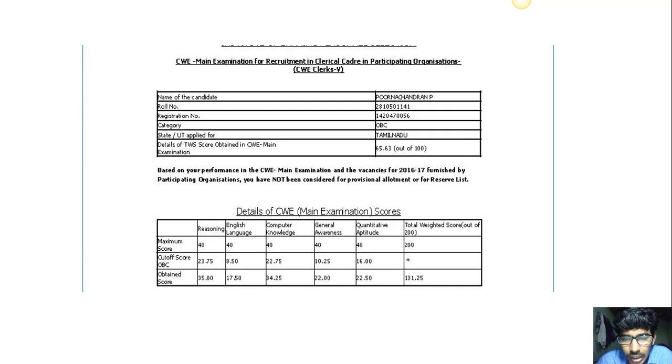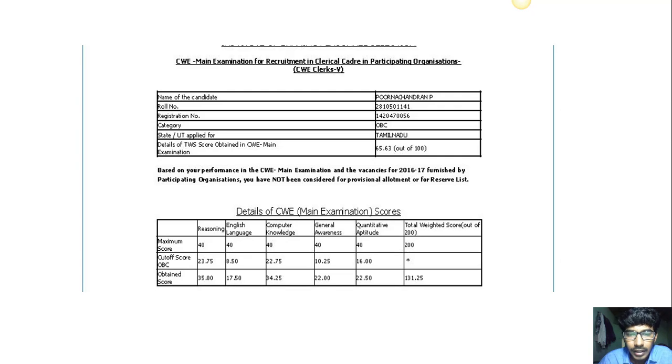Okay, they converted 131.25 into 65 marks, which they converted into 100 marks. Okay, 65.6. But unfortunately I failed in this exam because the cutoff was 68, and I got only 65.6 marks, and I cleared all the sectional cutoffs, but I couldn't clear the overall cutoff mark.